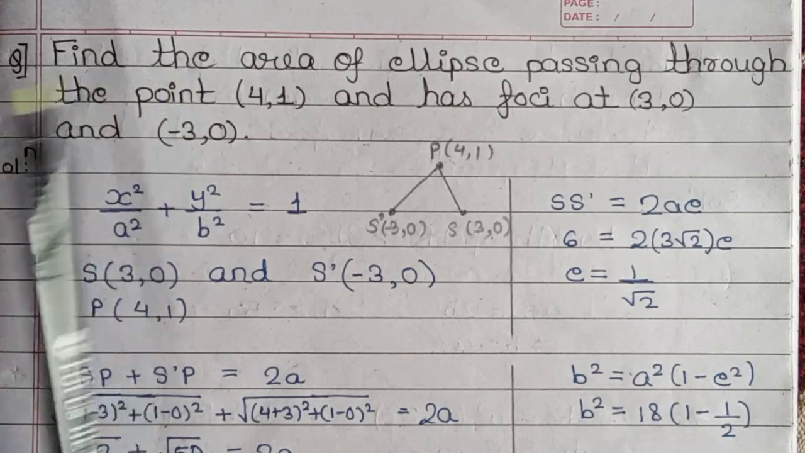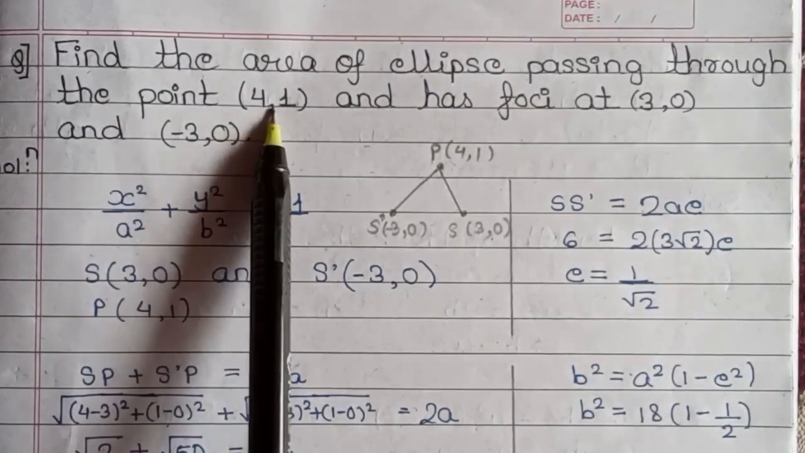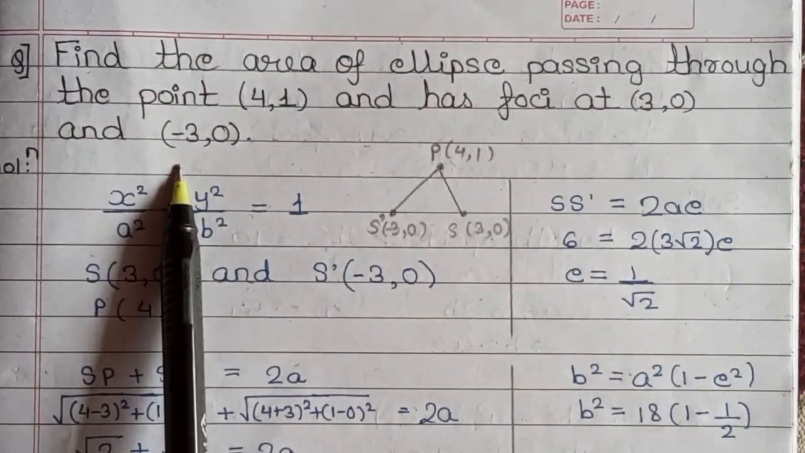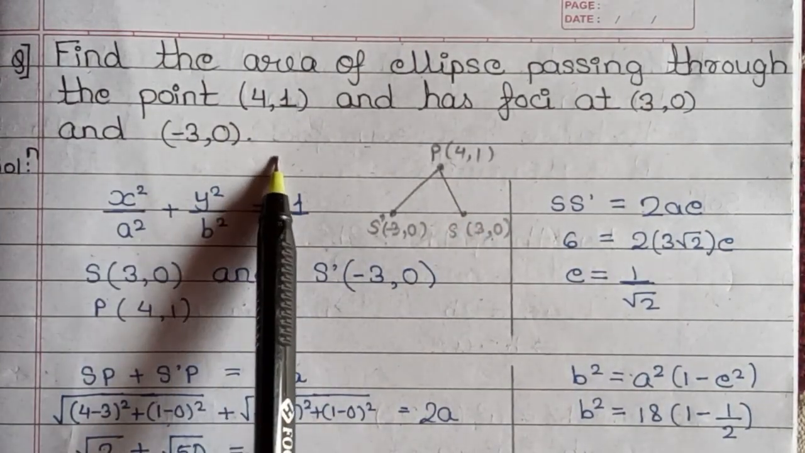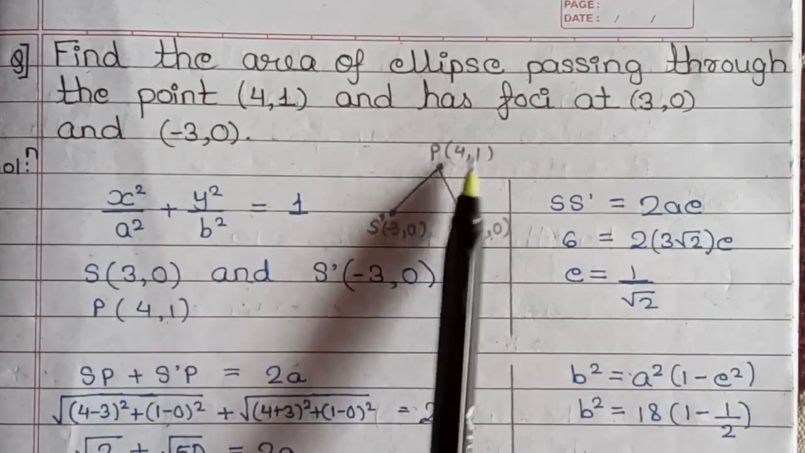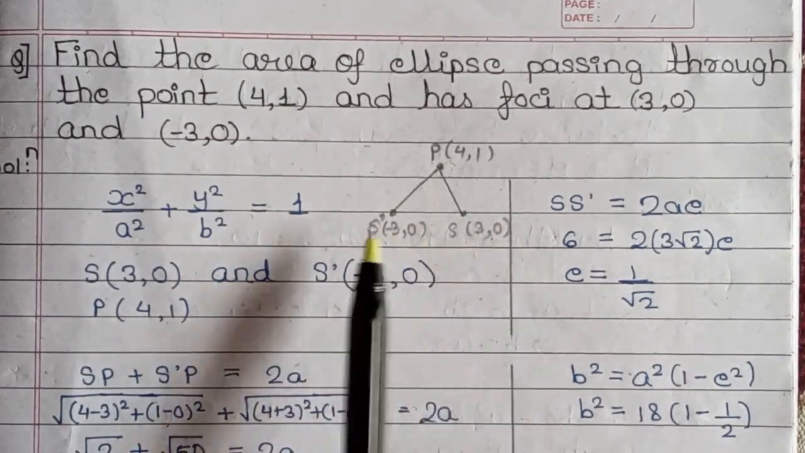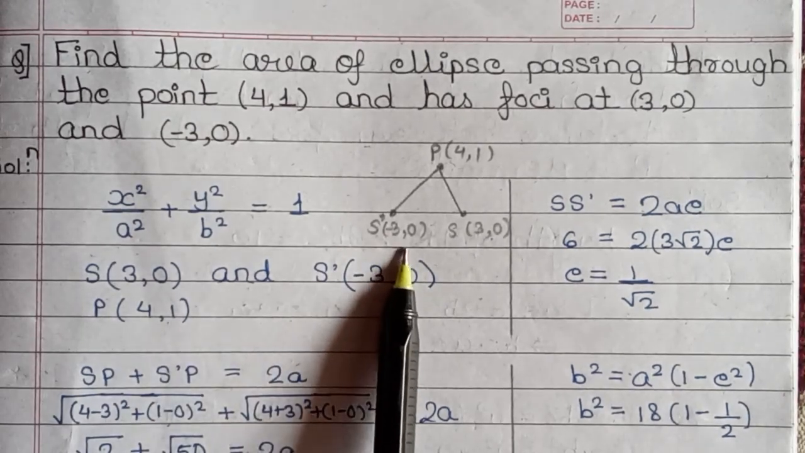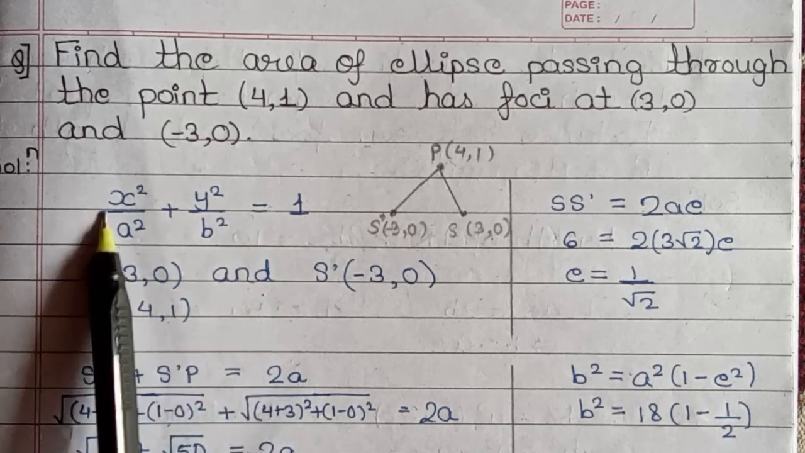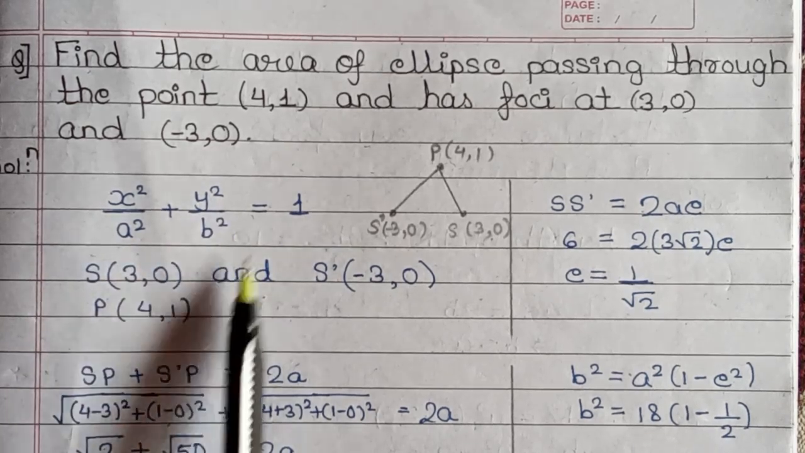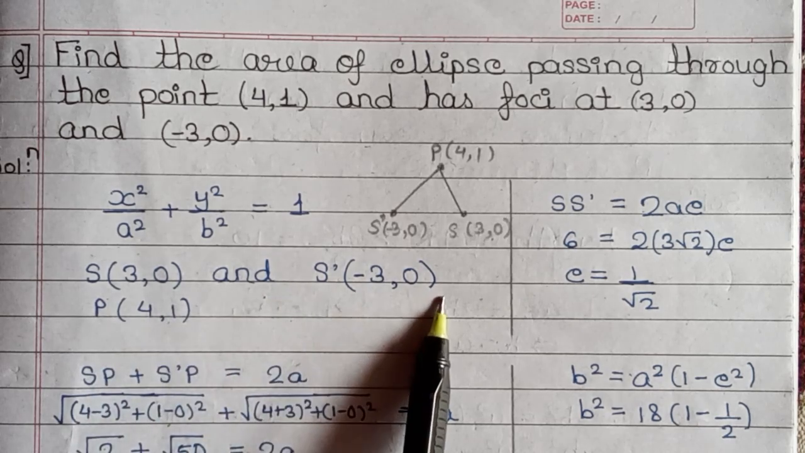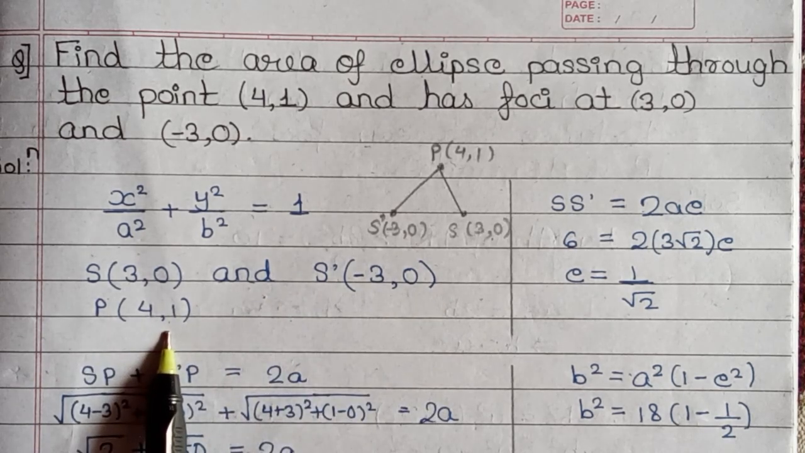Next question is, find the area of ellipse passing through the point 4, 1 and has foci at 3, 0 and minus 3, 0. So here the information is given about P, S and S dash. P's coordinates are 4, 1, S has 3, 0 and S dash is minus 3, 0. The standard equation of ellipse is x square by a square plus y square by b square is equal to 1.